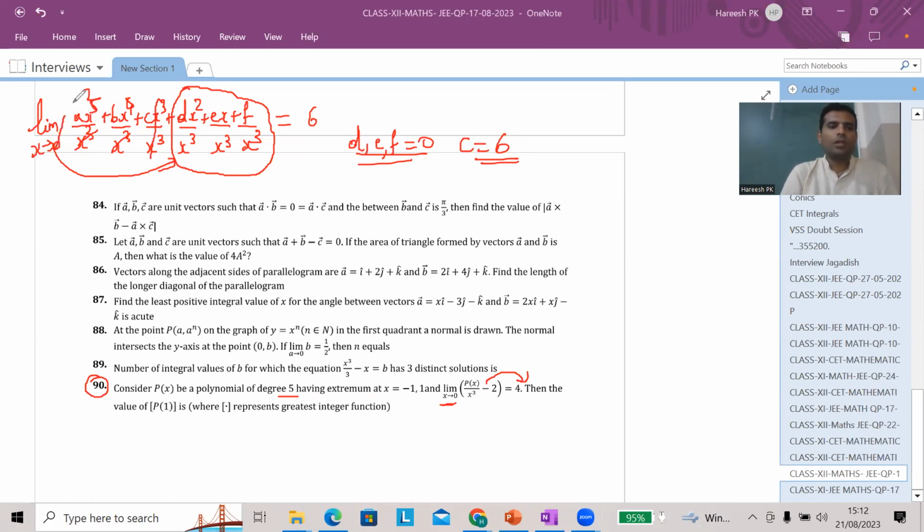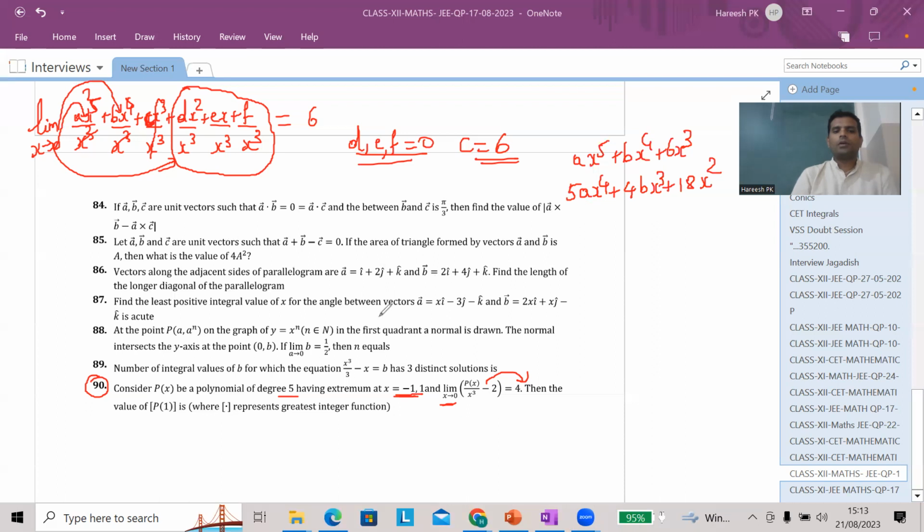Why? Because now when you put x as 0 here, a into 0, b into 0 all become zero, only c remains. So c has to be 6. So that is the first observation. Then they say that it has an extremum at -1 and 1. So that means now the polynomial has become a x power 5 plus b x power 4 plus 6x cubed. So now differentiate this: 5a x power 4 plus 4b x cubed plus 18x square.